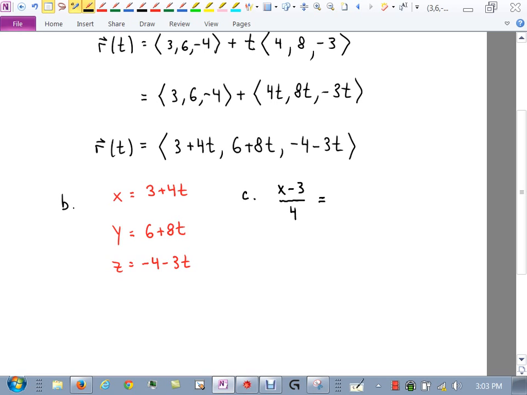That's going to be equal to t, but t is also going to be equal to whatever this is solved for t. So what's that second one solved for t? Y minus 6 over 8. But that must also be equal to the other one with z solved for t, which is what? Z plus 4 over negative 3. So now your symmetric equation here, there's actually two equal signs here. This must be equal to this, must be equal to this.